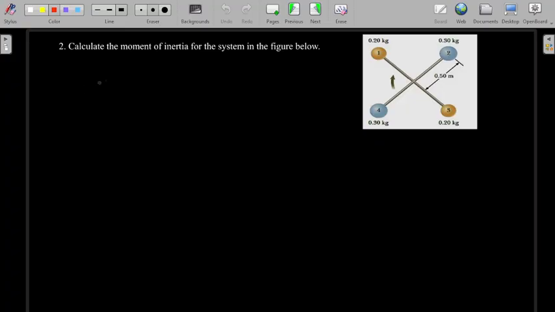Then we have our second question, which says find the moment of inertia for the system in the figure below. We have a diagram here with 4 pins: pin 1, pin 2, pin 3, and pin 4. All of them have their own mass. From the diagram, pin 1 has a mass of 0.2 kg, pin 2 a mass of 0.3 kg, pin 3 a mass of 0.20 kg, and pin 4 a mass of 0.30 kg. So we have 4 pins.